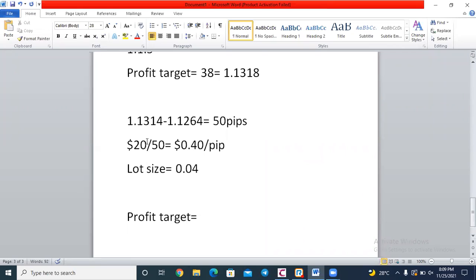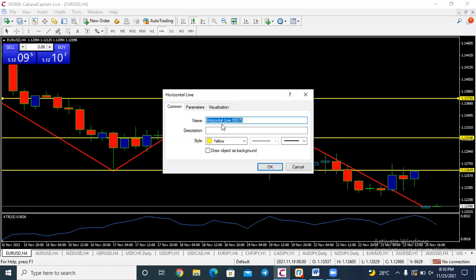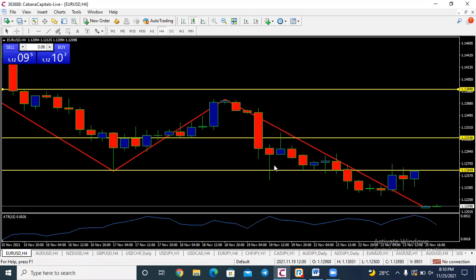75 pips. This time we are buying, so that will be a plus. 75 plus 1.314, that would be 1.1389. So that's our profit target.